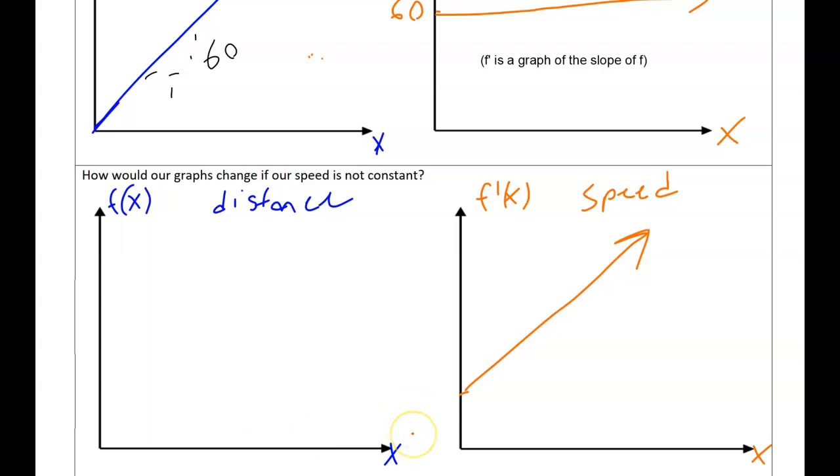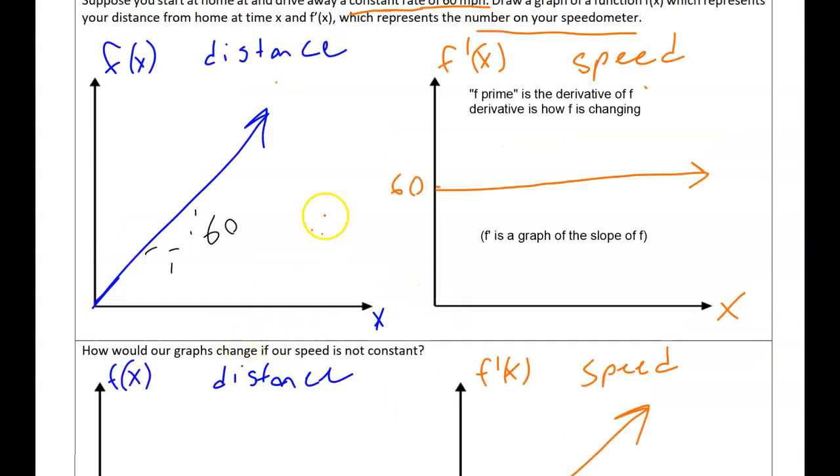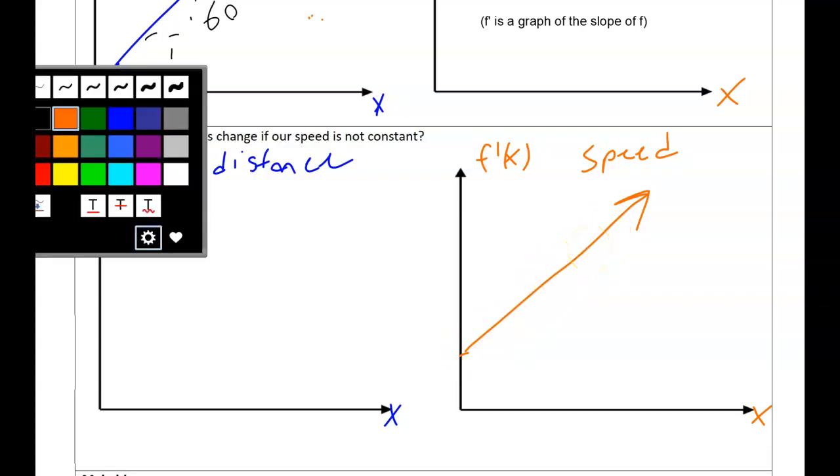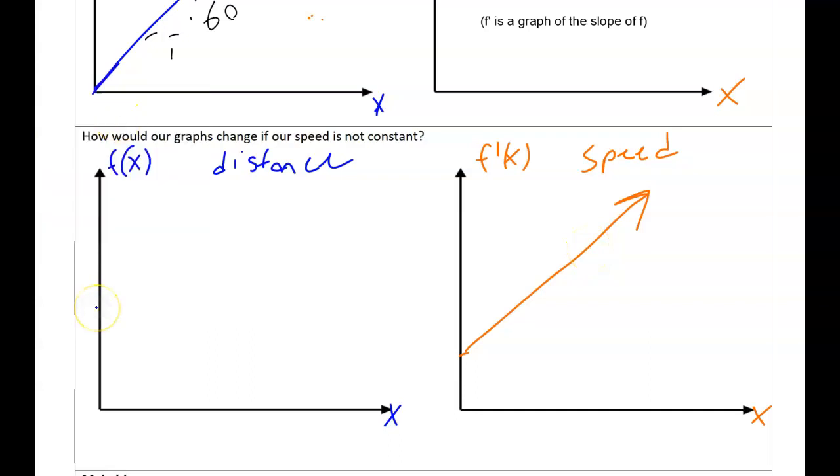Okay, so what would our distance graph look like? Well, it cannot be a straight line anymore, right? Because straight lines have a constant slope like we had here. In my new graph, my slope is changing, right? So my slope is increasing as my x gets bigger. Well, the way I might draw that is I'm starting at home and I'm increasing at an increasing rate. So I drew roughly half of a parabola there.